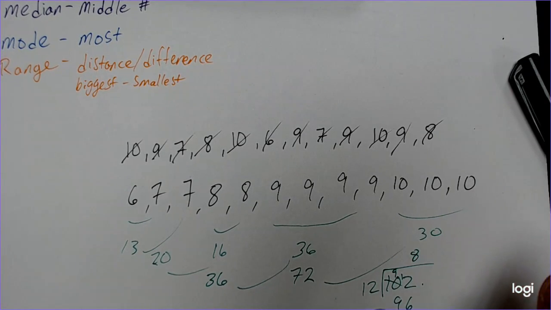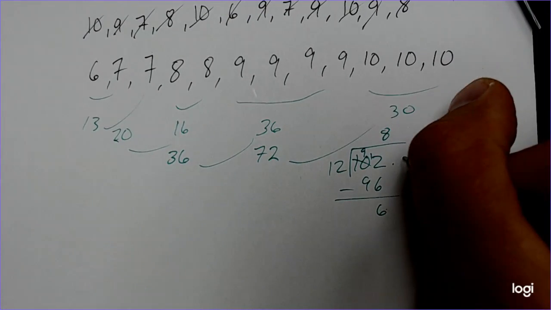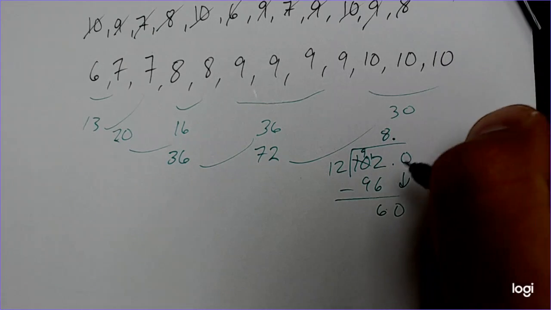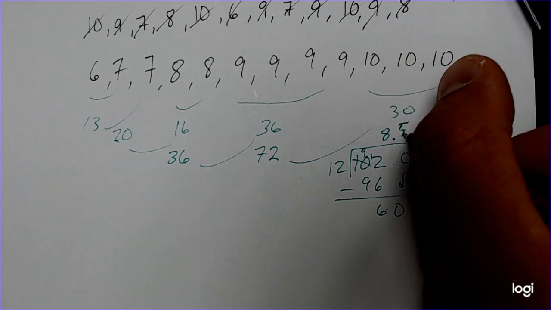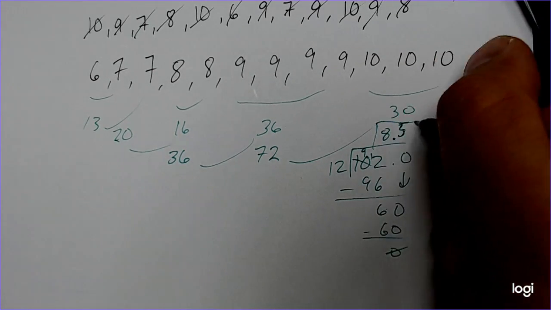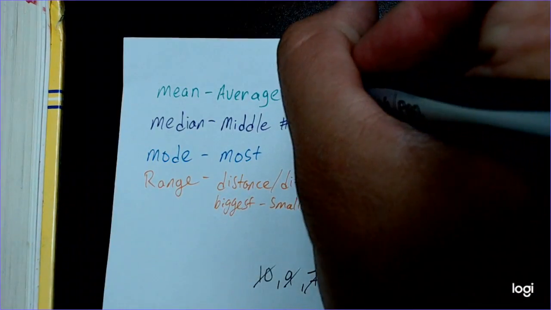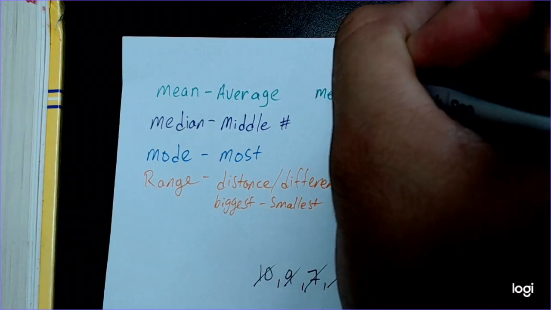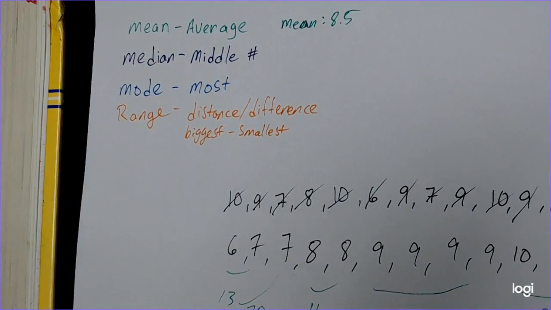12 minus 6 is 6, and 9 minus 9 is 0. Oh, okay, so it looks like I'm going to have a decimal answer, right? So I'll add the decimal, put the 0, bring it down, put my decimal there. How many times? Oh, 12 goes into 60 5 times perfectly. 5 times 12, 60. Perfect. I've got my mean. My mean is 8.5. So on my answer block, I'm going to write mean, colon, 8.5. That's one of my first 4 answers.